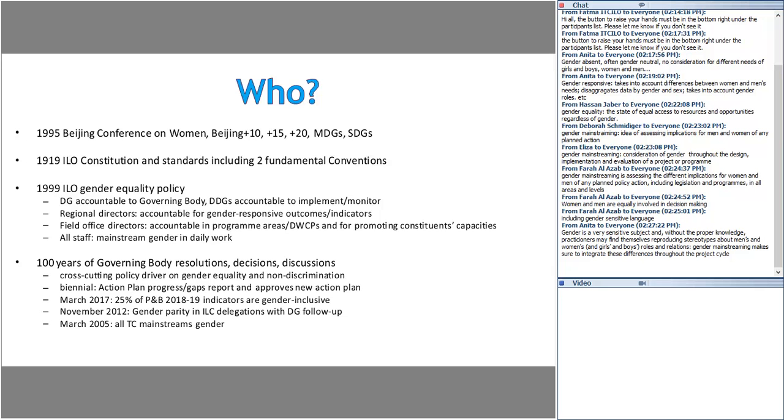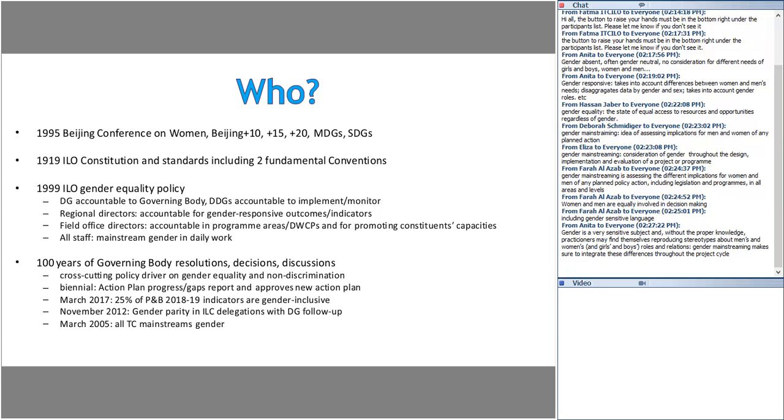Regional directors are accountable for gender-responsive outcomes and indicators vis-a-vis the relevant regions. Field office directors are accountable in program areas, including if there's a Decent Work Country program in the country, and for promoting constituents' capacities, and all staff are expected to mainstream gender into their daily work.